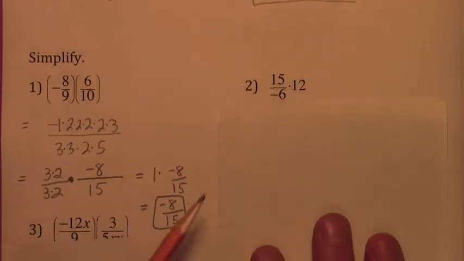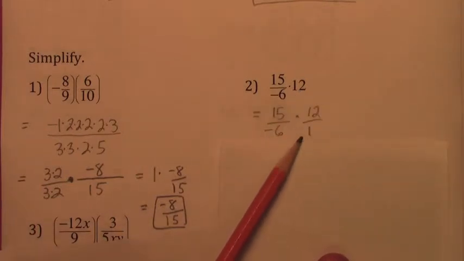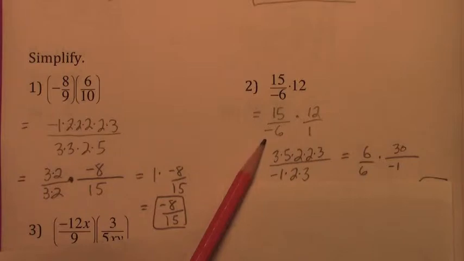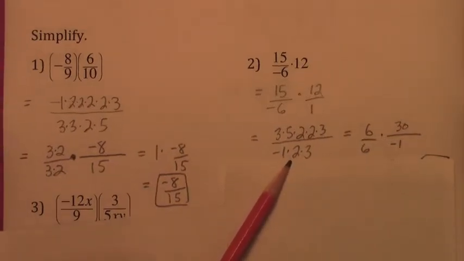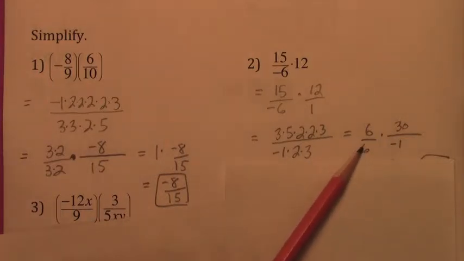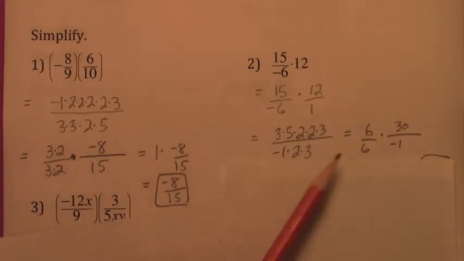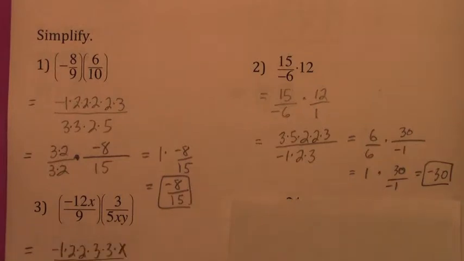Okay, how about this one? When you have 15 over negative 6 times 12, remember this is 12 over 1, and what you're looking for, you factor it, and you're looking for factors of 1. I believe there's a 2 and a 3 that are common. You pull those off, that becomes your 1. You have a negative 1 left on the bottom. I think you have a 30 left on top. So your final answer is 30 over negative 1, which is just negative 30.